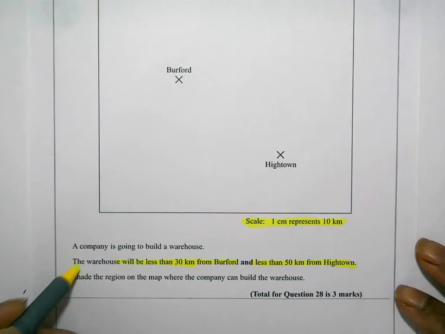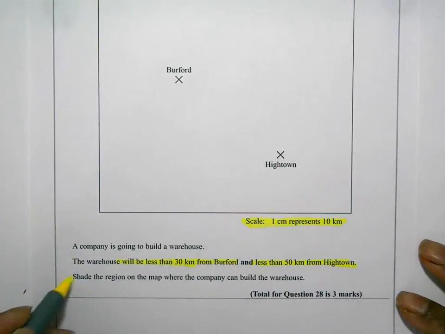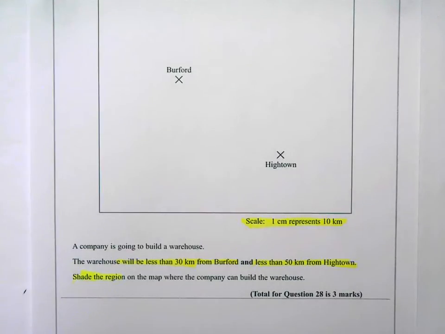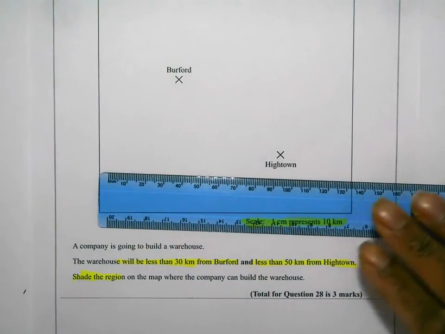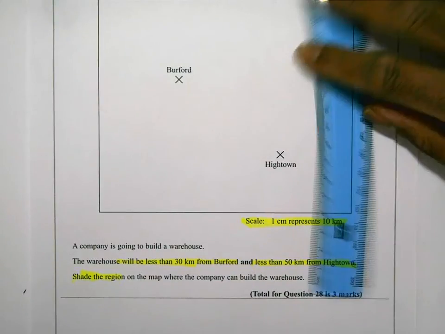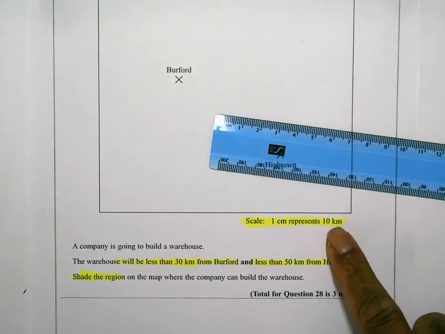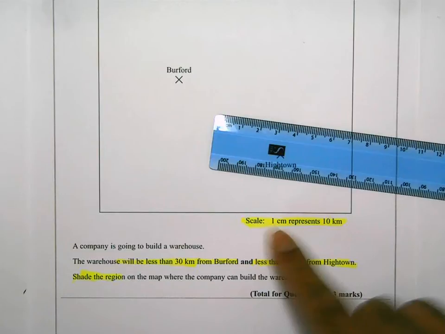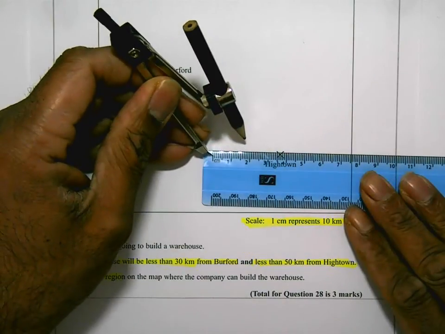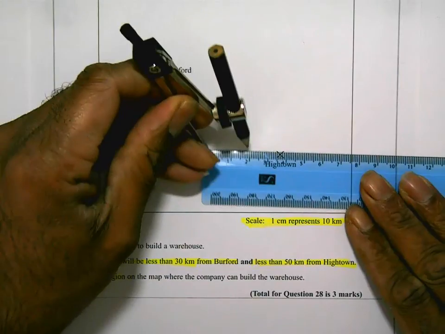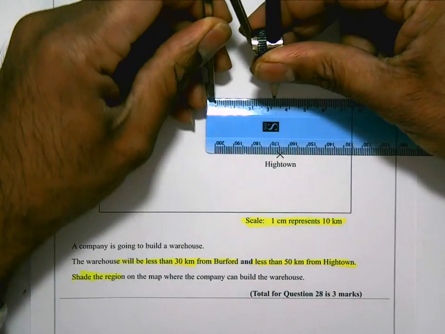Now, they said to shade in the region where the company can build the warehouse. How am I going to do this? Well, this question is on loci, and you need a pair of compasses for this and to use your ruler. Remember, in this question it said that the warehouse is going to be less than 30 kilometers from Burford. Now the scale is 10 kilometers is 1 centimeter. So 30 kilometers is going to stand for 3 centimeters, and that's what I'm going to measure on my compass.